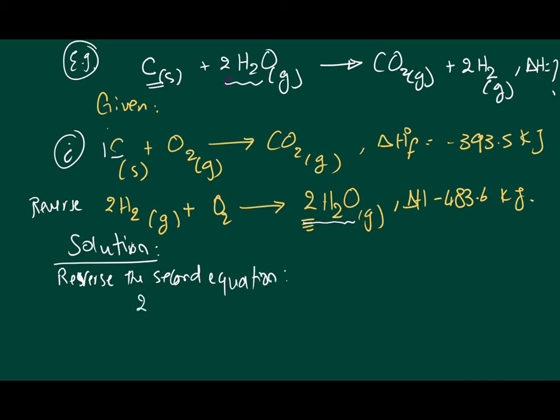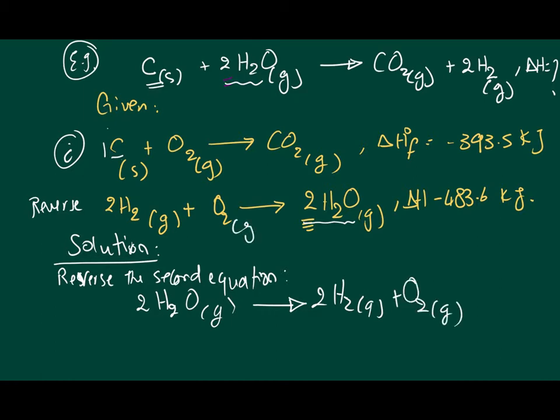So it will be 2H2O gas produces 2H2 plus O2. And the delta H, reverse the sign also, it will be positive 483.6 kilojoules. Look at the coefficient. We have here 1 mole and here 1 mole, so no problem here. And in the second equation, we have 2H2O and I have here 2H2O. So I will consider this is my second equation.